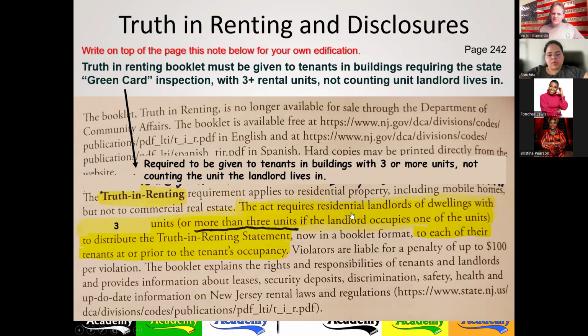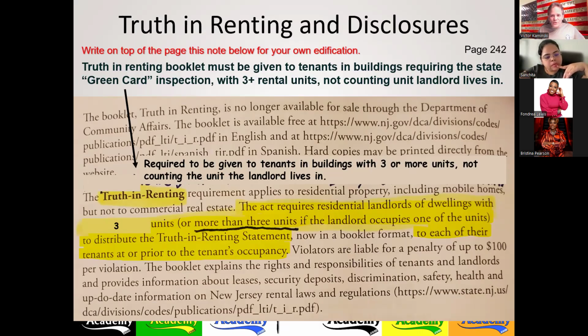The act requires residential landlords of dwellings with, I think it says 2 or more units, or more than 2 units. I think it says there in the book. So I crossed that out. I just wrote 3 in its place, because why don't they just say 3 units or more?